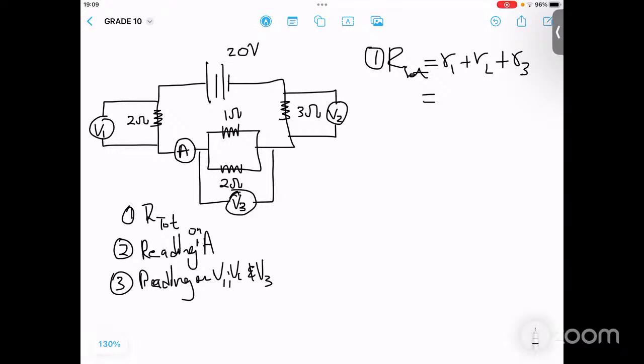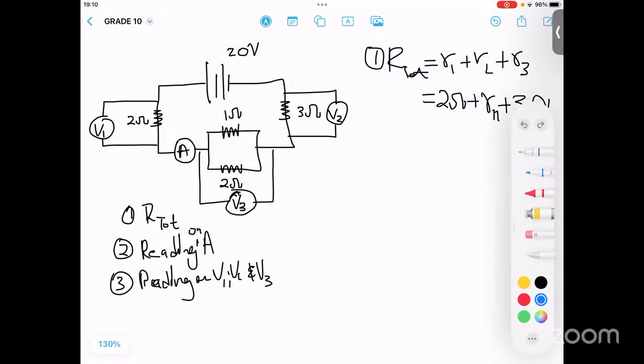I can start from the left and say R1 is 2 ohms. But when it comes to the other part, those resistors are connected. So for now, I'll just substitute R parallel there. And then there is that one which is 3 ohms. Unfortunately, I cannot conclude on R total because I do not know what the R parallel value is. So that means I now need to work out the R parallel.